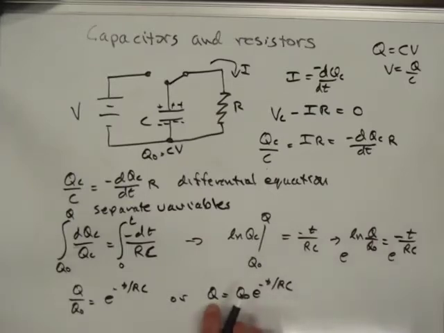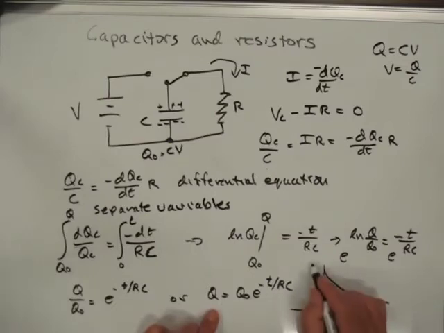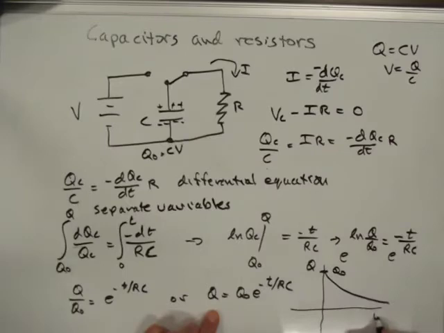And so the charge at any time is equal to the initial charge times an exponential function e to the minus t over RC, right? This exponent, when t equals 0, e to the 0 is 1, and so what this graph looks like is that, right? If this is Q, this point here is Q naught, and this is time, and it tails off this way.